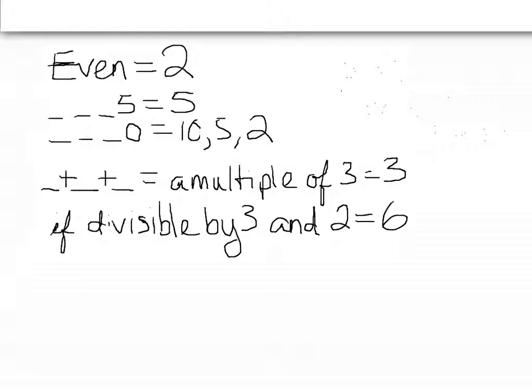Alright, this is the last one I'm going to teach you. If the number is divisible by 3 and by 2, then it's divisible by 6. So we're going to take the number 312 again. We already made sure that it was divisible by 3, and it also ends in 2, which means it's even and divisible by 2. Therefore, 312 is divisible by 6.